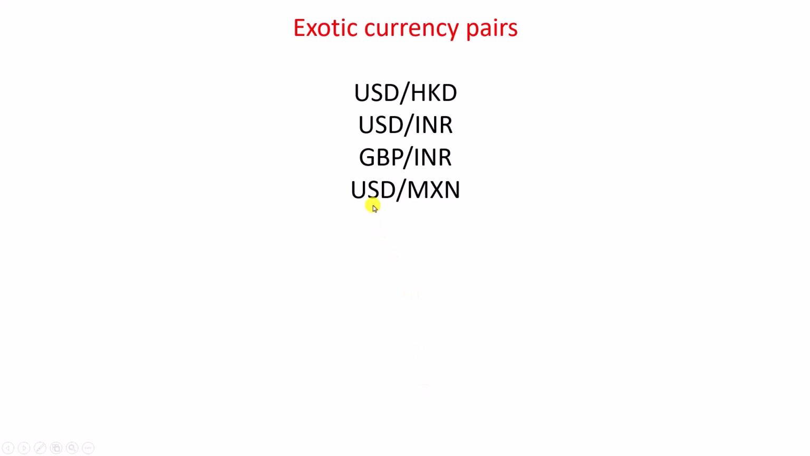So a currency pair with one major currency and a currency of a developing country is called an exotic currency pair. Now, people do not trade exotic currency pairs much, so you will not find high liquidity here. And the pairs tend to be volatile. So you have to be careful if you are planning to trade in this.